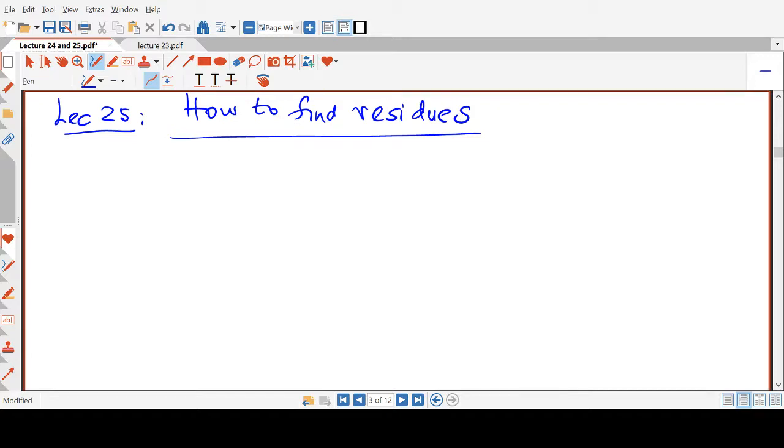What kind of integrals will be handled with the residue theorem? That will give you a good idea of how powerful the theorem is. So let's take a few cases.